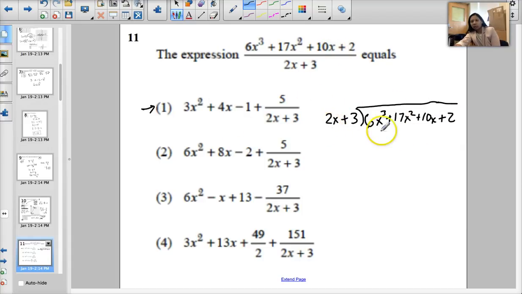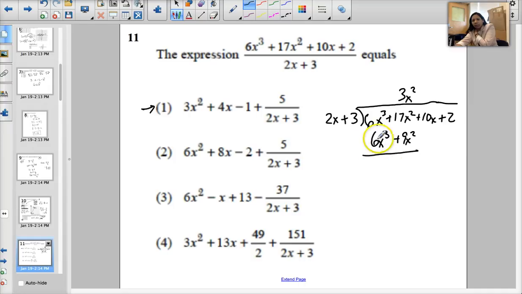I look at 2x and I look at 6x cubed, and I see that 2x goes into 6x cubed 3x times. So I'm going to take that and put it above, 3x squared times. And when I check it, I see that 3x times 2x is only 6x squared. This one is a little bit different because now I have the third power, so I have to put 3x squared. Now if I verify with the distributive property, 3x squared times 2x is 6x cubed. So that works out. 3x squared times 3 is 9x squared.